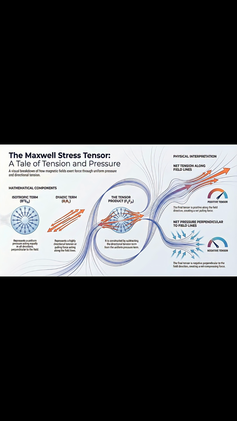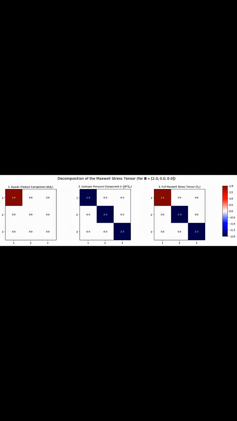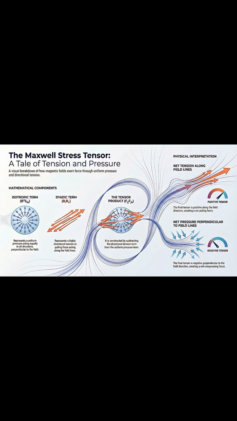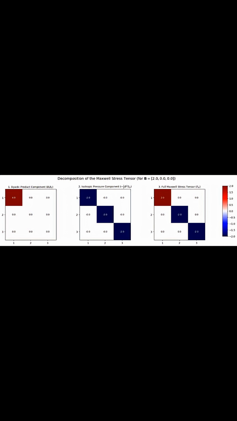Second, once that symmetry is confirmed, we can see what that tensor product is really made of. It breaks down into two parts: a uniform, isotropic energy term that pushes out equally in all directions, and a highly directional term that acts specifically along the field lines. And this is the real breakthrough, because it lets us formally define the force tensor using the field tensor.